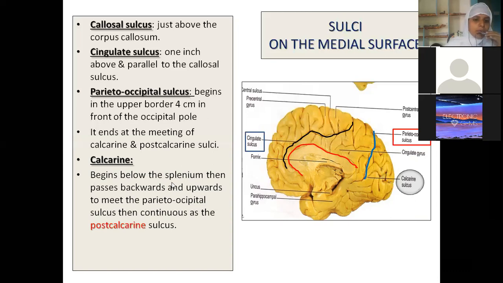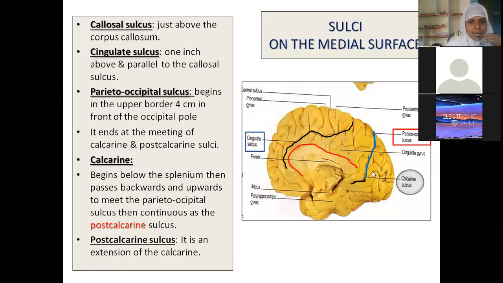So overall, see, calcarine sulcus is labeled here. It begins below the splenium. I told you this particular part of the corpus callosum is called the splenium. So it is coming something below the splenium. Okay, then passes backwards, upwards to meet, what sulcus is this? Parieto-occipital sulcus. Then in front you are calling it calcarine. Behind the parieto-occipital sulcus meeting point, you call it the post-calcarine sulcus. Okay, calcarine and post-calcarine sulcus.